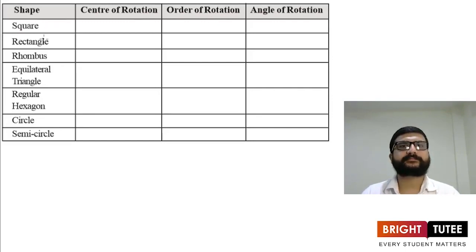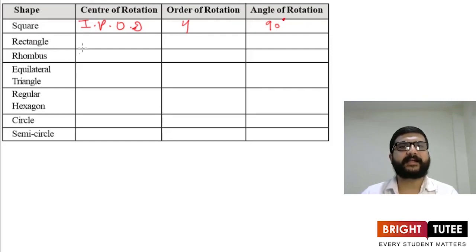The first one is square. We know the center of rotation is the intersecting point of diagonals. So we can write IPOD, intersecting point of diagonals. This is the center of rotation. And then what about order of rotational symmetry? We have already seen that a square has order of rotational symmetry 4 and the angle of rotation is 90 degrees. We rotate a square by 90 degrees to get the same square back again.